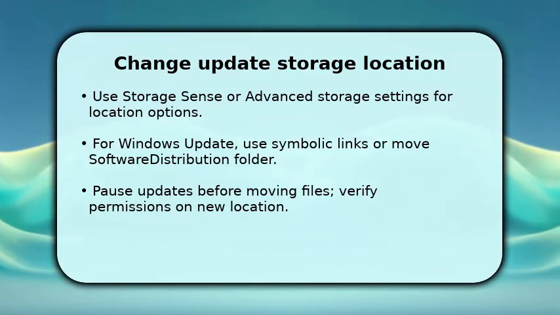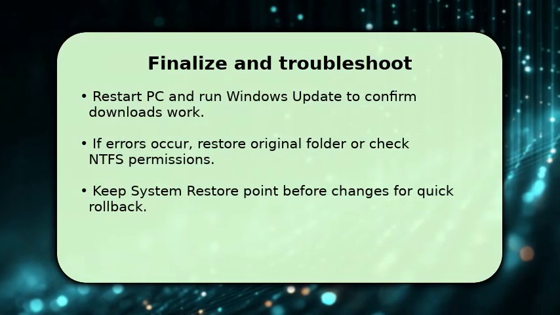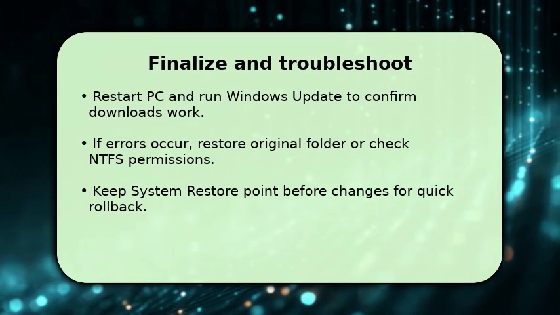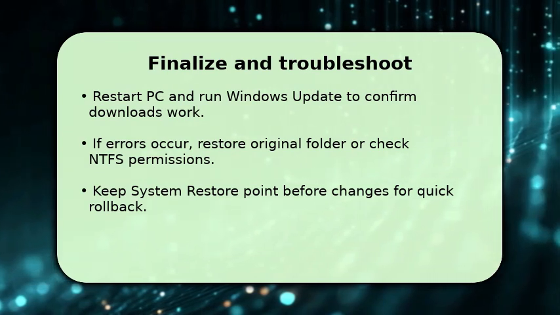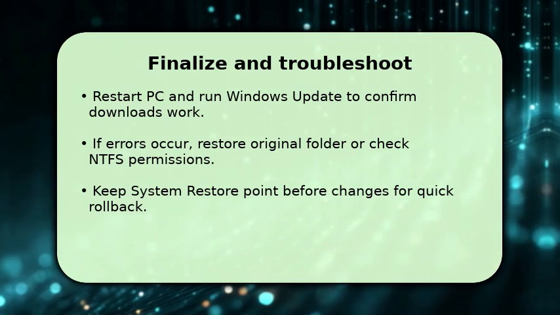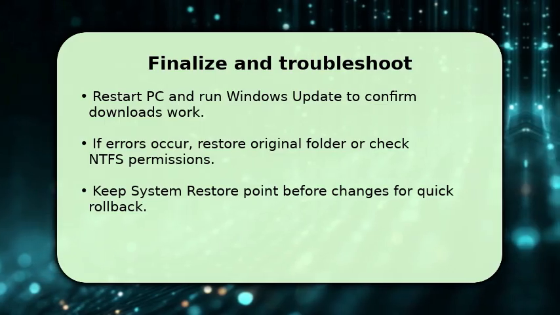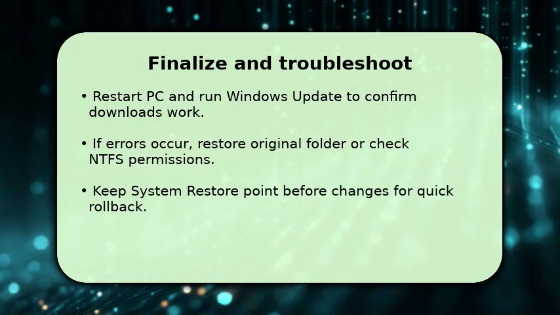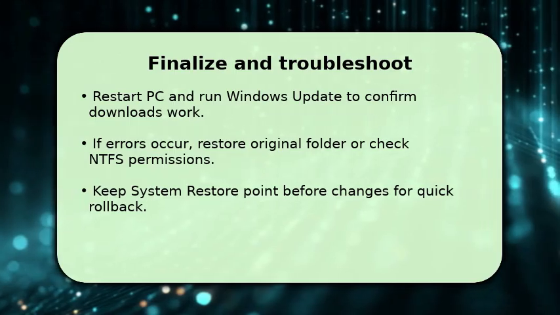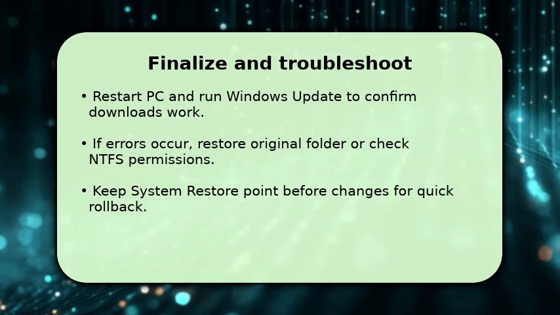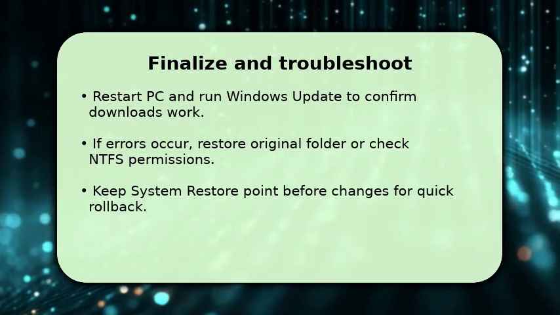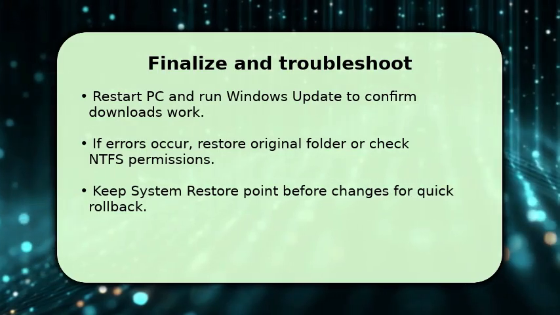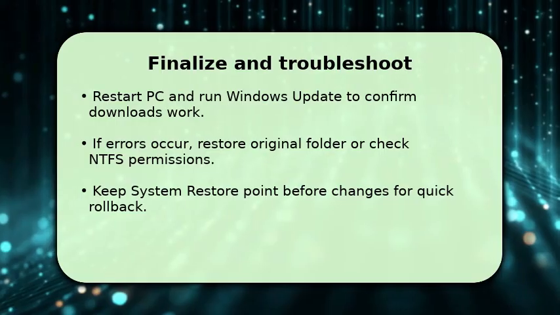This redirects update downloads. Finish by restarting your PC and running Windows Update to verify it downloads to the new location. If updates fail, pause again and inspect permissions on the moved folder. Windows needs full control, and ensure the symbolic link targets the correct path. If problems persist, revert by restoring the original SoftwareDistribution folder or removing the link, then test again.